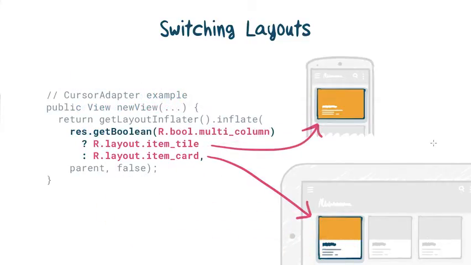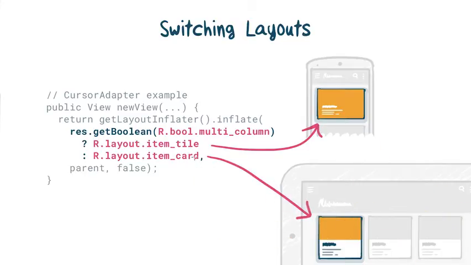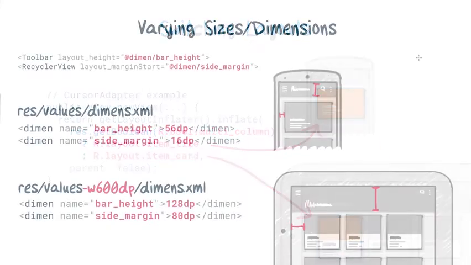It's worth noting that in addition to integer resources, there are also Boolean resources. So you could have a Boolean like multi-column, which defaults to false, but in W600dp gets set to true. And then you could decide to use a tile versus a card type list presentation.